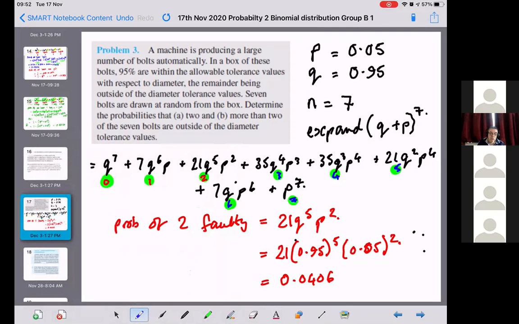Or we could do 1 minus these 3 added together, can't we? Because if all of the ones from 3 onwards added together give the probability that there's more than 2 faulty, the other 3, Q to the 7, 7 Q to the 6 P, and 21 Q to the 5 P squared, are 2, 1, or none faulty. So if we add them together and take them off 1, that's the 2 ways we could do it. Either one, there are a few less terms in the second method. Choosing either method, calculate the probability of more than 2 of the 7 bolts being out of tolerance.